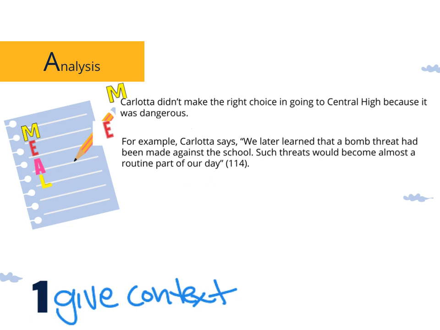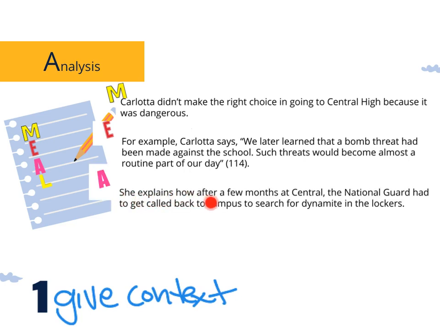This evidence about bomb threats, you need to tell the reader what events are happening when Carlotta said this in the book. I got this evidence from chapter 6 when she had been attending Central for a few months. So you need to use a transition word like "at this point in the book" or "Carlotta explains," and then tell what has happened leading up to the quote. In this example, I'm going to say, "She explains how after a few months at Central, the National Guard had to get called back to campus to search for dynamite in the lockers."